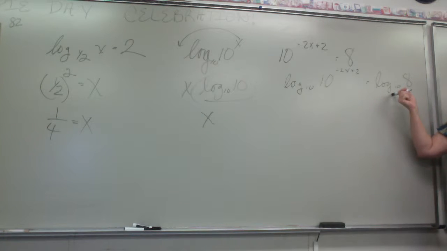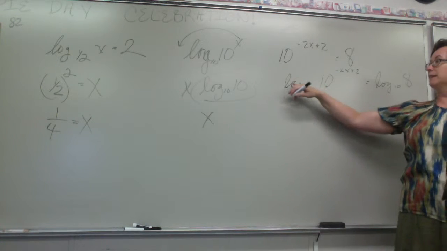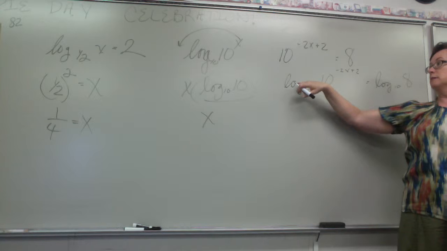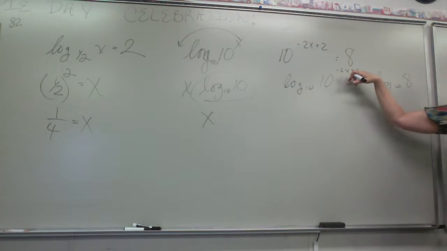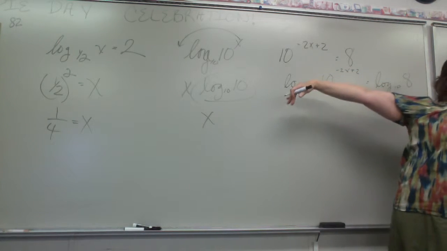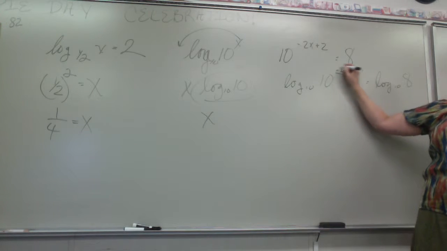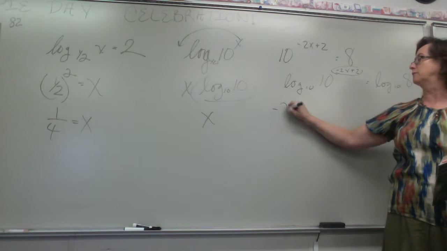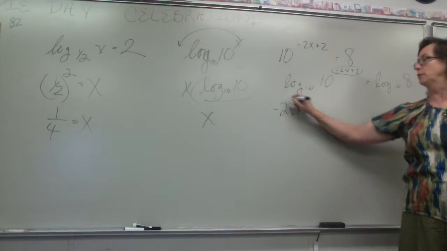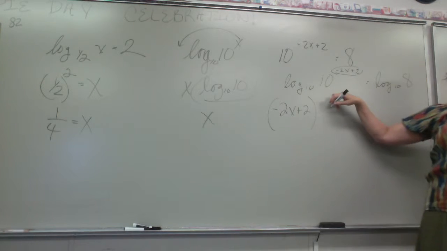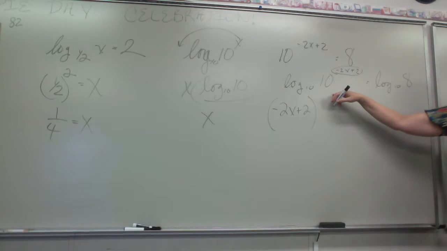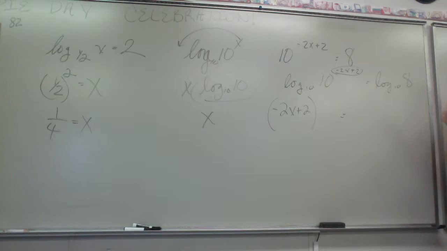So if somebody hits the log key and gets the 8, then this one's going to do what? It's going to be a log base 10 of 10 raised to a power. That power is going to run around to the front, and we're going to take this whole thing, negative 2x plus 2, run it around to the front, and then this is behind it, and it is 1. And then over here, what is log base 10 of 8? 0.903.